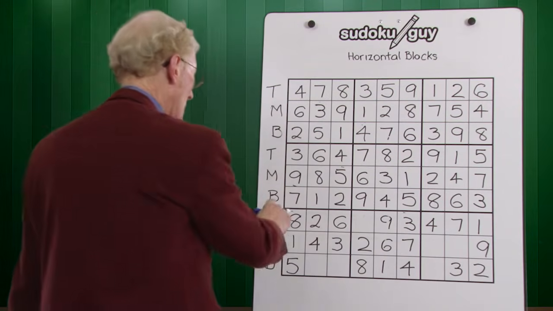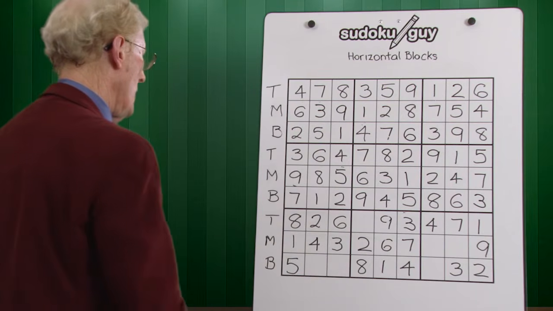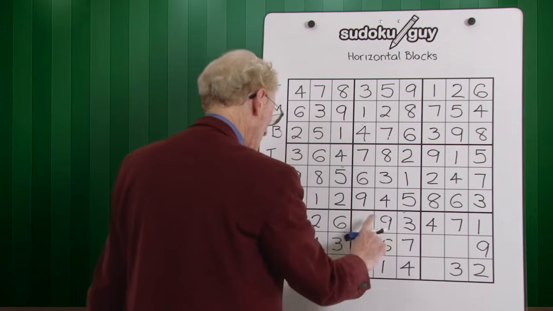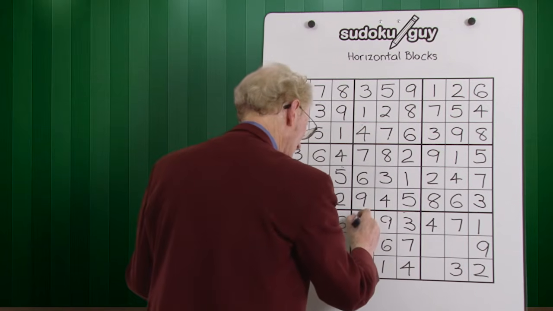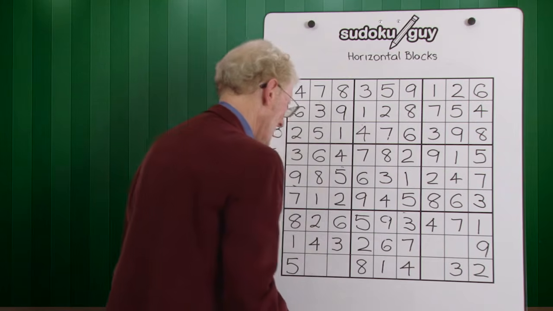Now, this row has only got a 1 cell left. Let's count. 1, 2, 3, 4, 5 is missing. So we put the 5 in. The column is completed. Way to go.